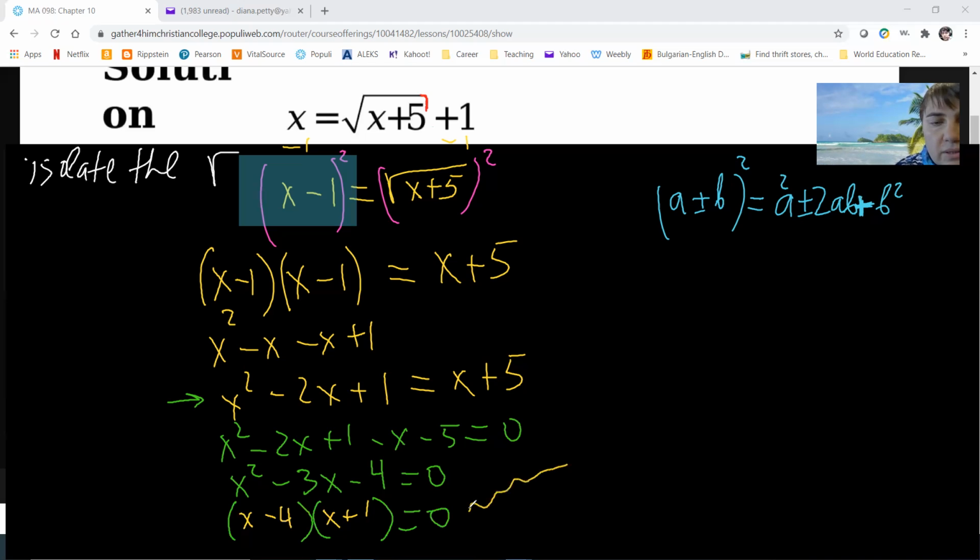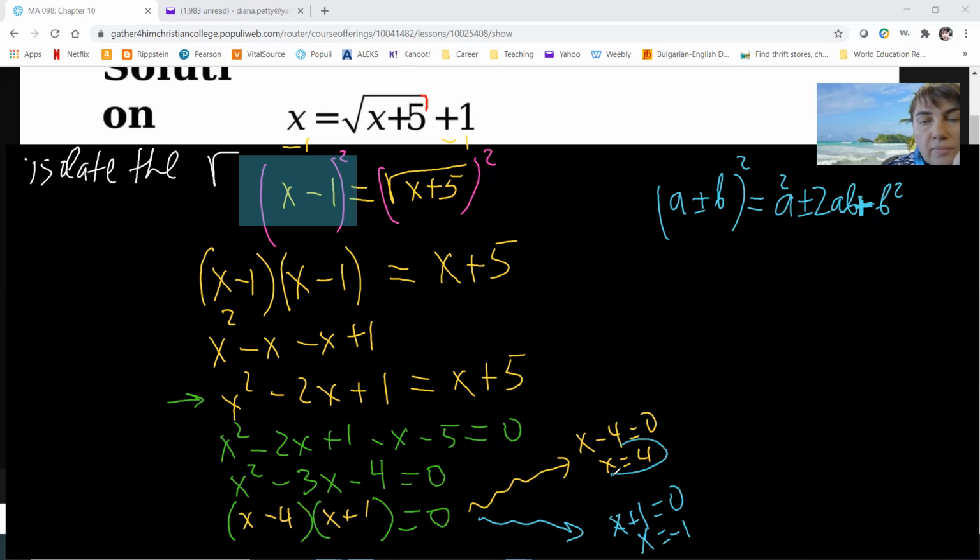So from here, x minus 4 equals 0, or x equals 4, and the other one, let's put it in blue, x plus 1 equals 0, or x equals minus 1. So these are my potential solutions, 4 and minus 1. I want, however, to check if they really are solutions.